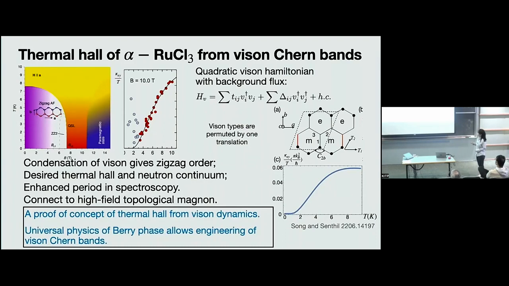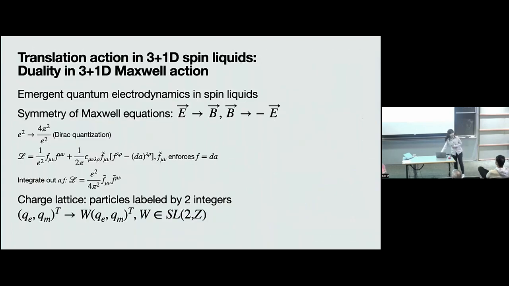We show that the symmetry fractionalization, and also the universal physics of the Berry phase between E and M particles, allows us to engineer Chern bands, vison bands with non-trivial topology. So next I want to quickly flesh out the case for 3+1D spin liquid.